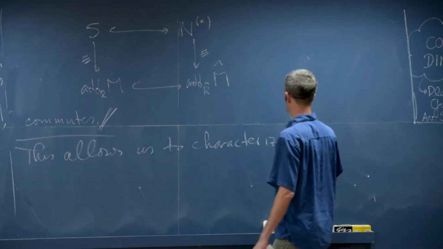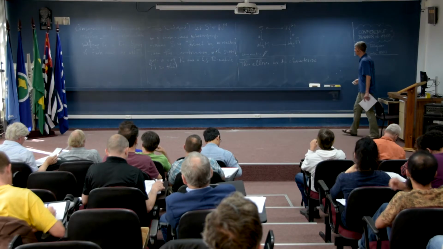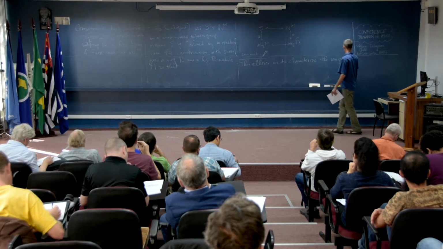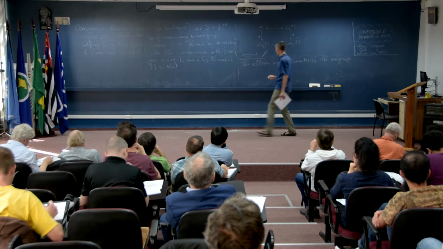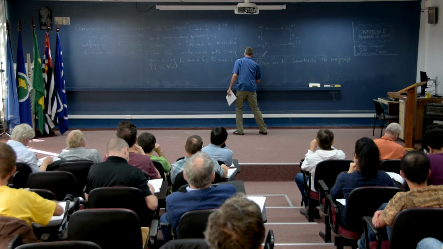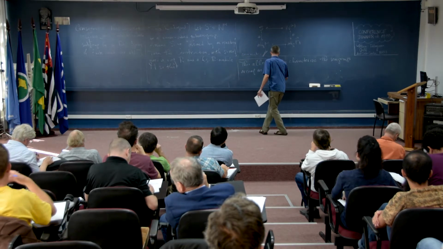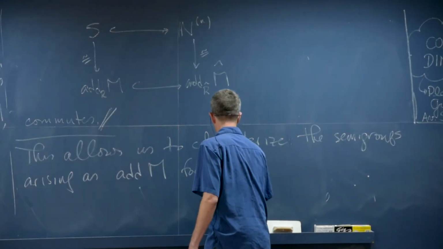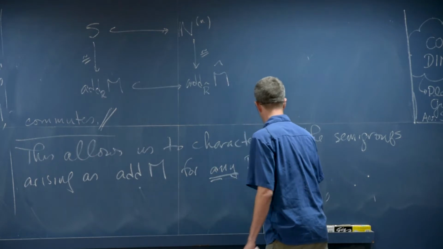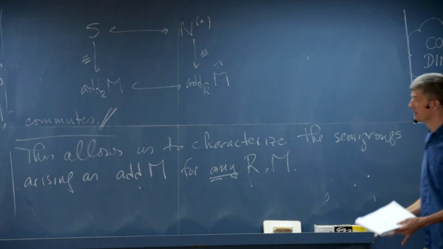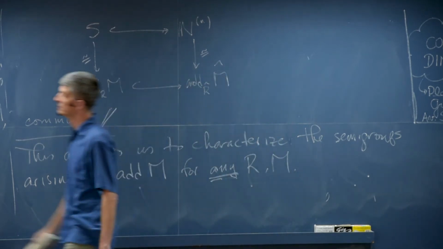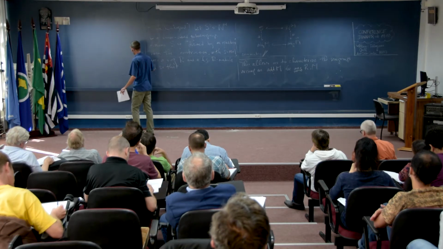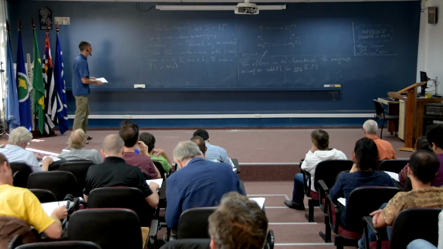This allows us, or allows Roger, or whoever wants to, to characterize the semigroups arising as add of M for any R and M. In other words, we can intrinsically characterize whether a semigroup can arise in this way for any local ring R and any module M. And let me tell you what they are.